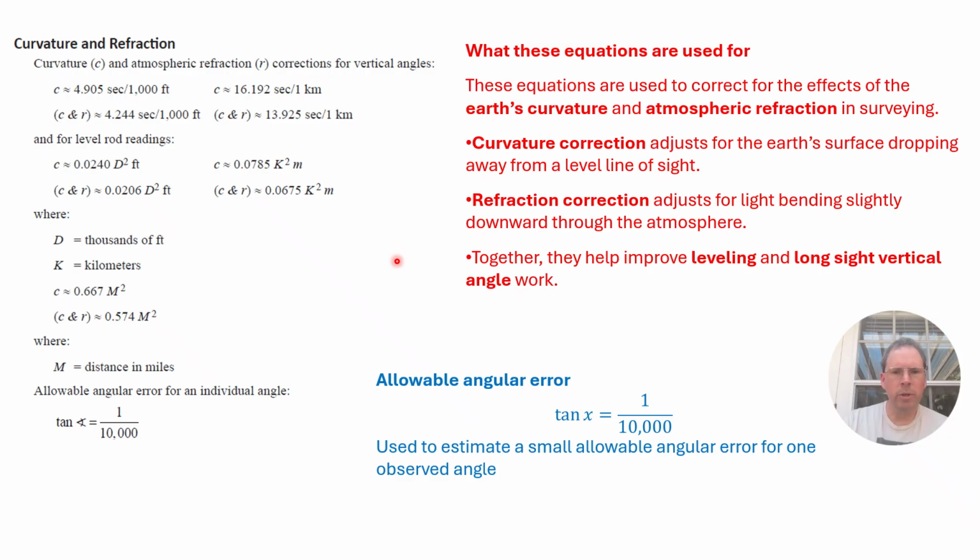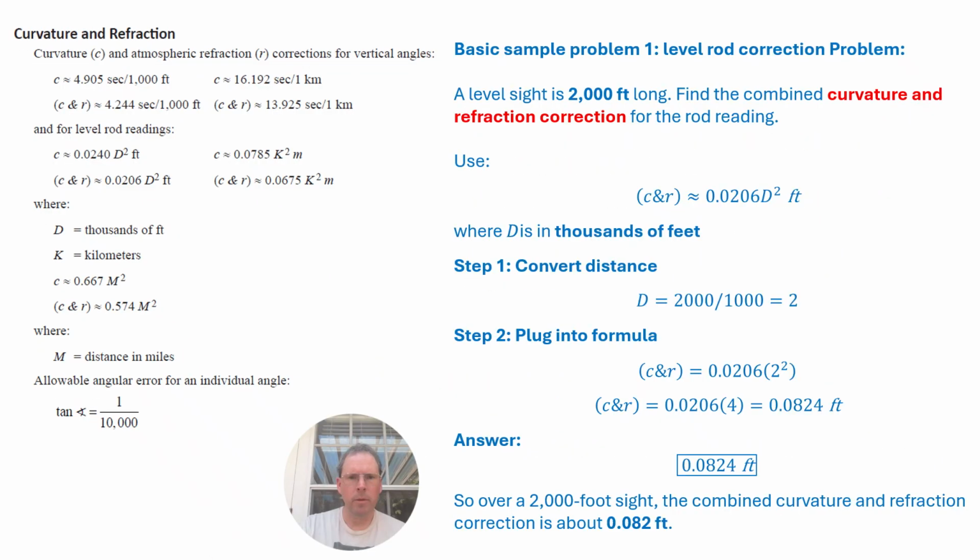And there's one other equation, this allowable angular error. It's used to estimate a small allowable angular error for one observed angle. Just do some basic examples here.